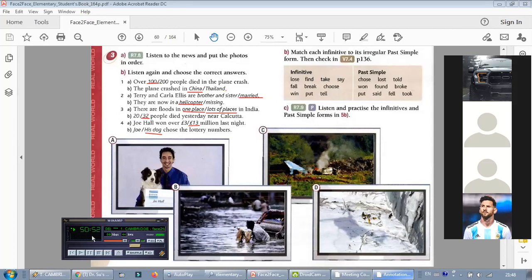Let's listen to number two. Terry and Carla Ellis, who want to become the first British husband and wife to climb Mount Everest, are missing only 3 days after they started their climb. Helicopters are now looking for the two climbers.